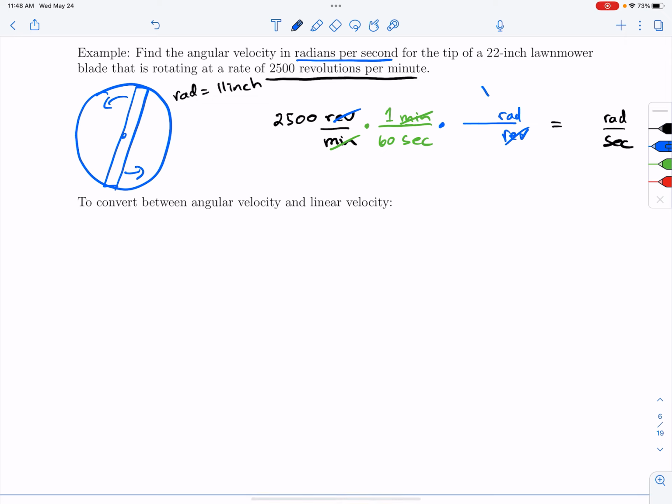Now I need to figure out how many radians equal 1 revolution. In other words, what is the angle that this blade passes through when it makes 1 revolution around the circle? Well, 1 revolution around the circle is 2 pi radians. So I multiply by 2 pi over 1 here, and that is going to give me radians per second. Multiplying 2,500 times 1 times 2 pi and then dividing by 60, I end up with 261.8 radians per second.